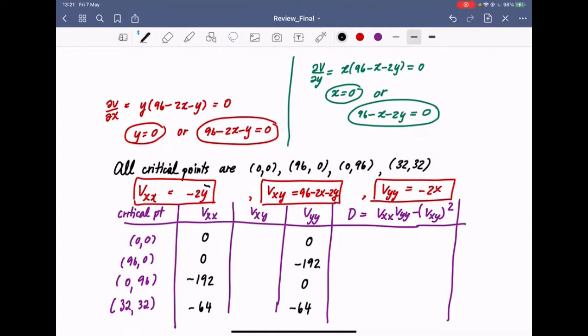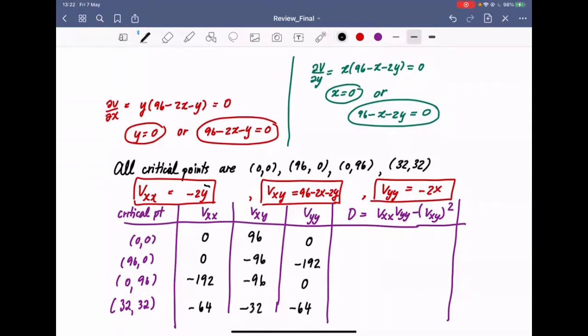And then the last one is vxy, which is going to be the critical point here, and then you just plug in that number. So this thing you get 96. This thing you get 96 minus 192, so you get negative 96. Well, you can use a calculator here, of course, if you want. The last one is 96 minus 2 times 32, which is 64, and then minus 64, so you get minus 32.